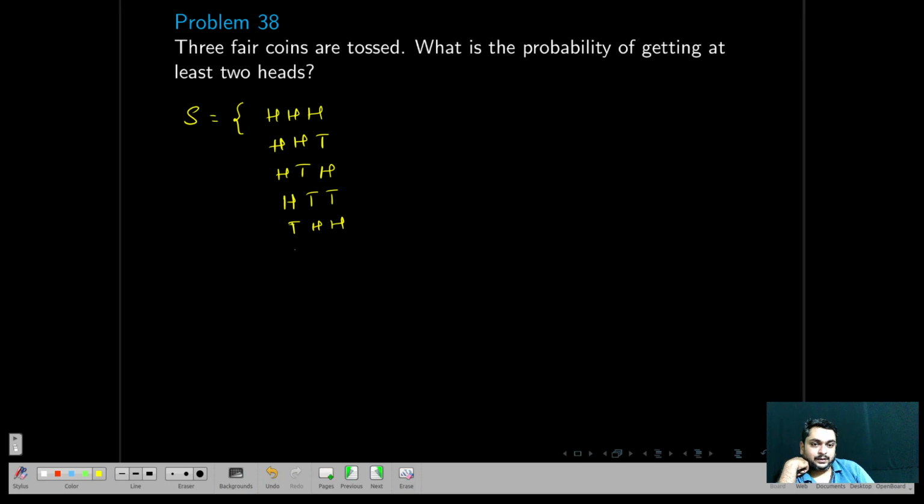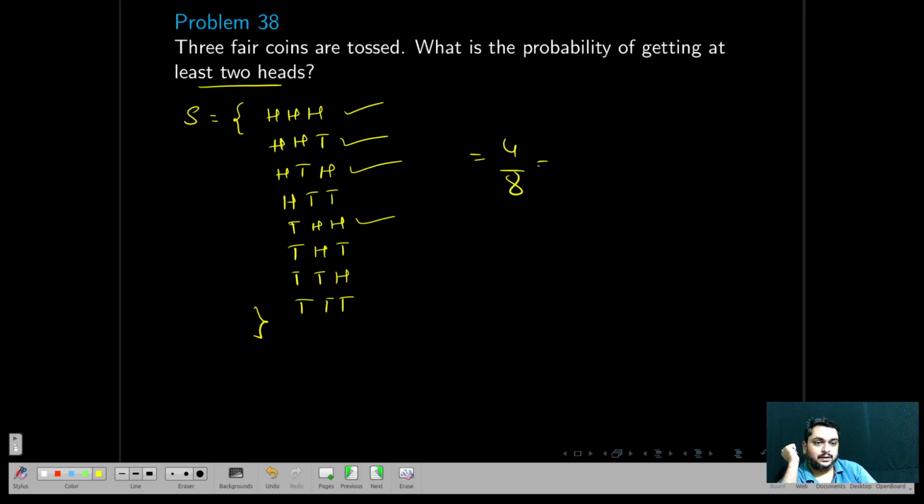Okay. Next. These are the 8 combinations. Getting at least 2 heads. This contains at least 2 heads. This 2 heads, 2 heads, 2. So total 4 by 8, that is 1 by 2.